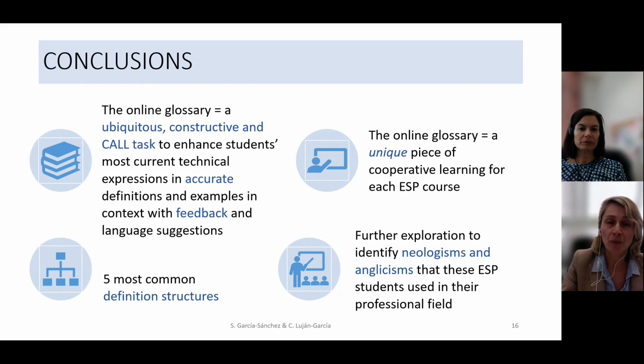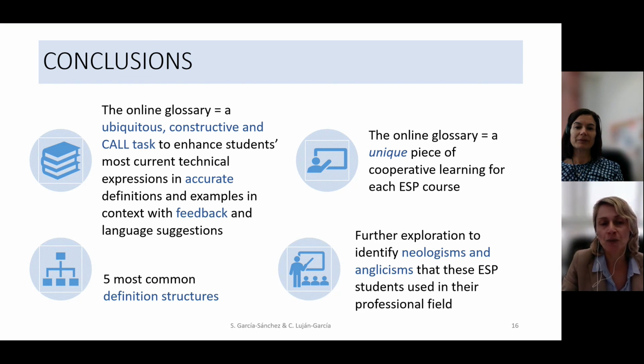We also conclude that there were 5 most common definition structures. As you remember, we have provided examples of the 2 most common ones. And we can also add that the online glossary is a unique piece of cooperative learning for each of these ESP courses that we run every academic year. So even the same course, for example, in English for Industrial Design, will have a unique, different glossary in 2022 compared to the 2023 academic year, for example.